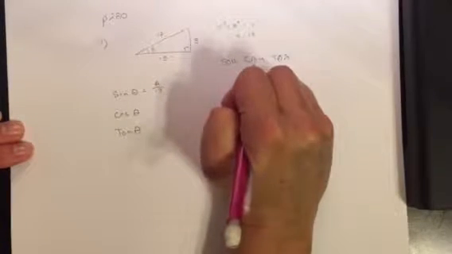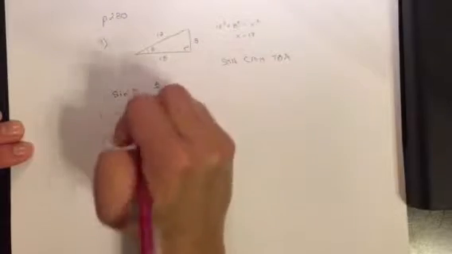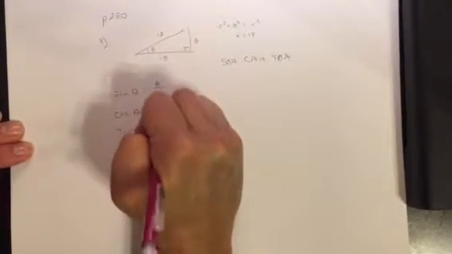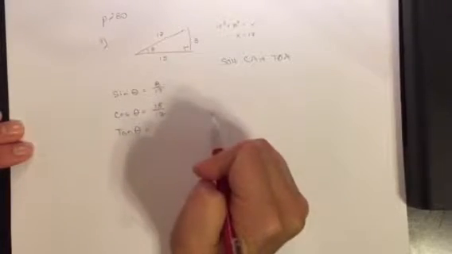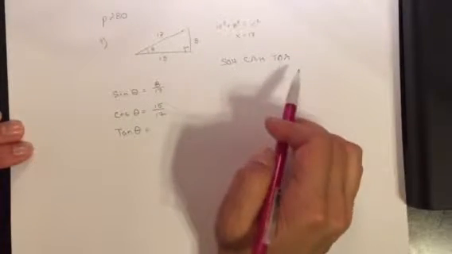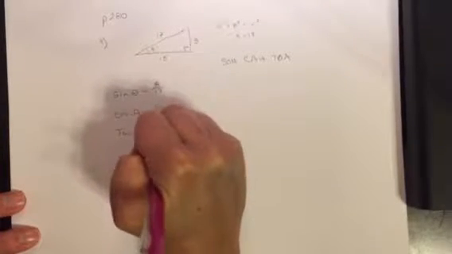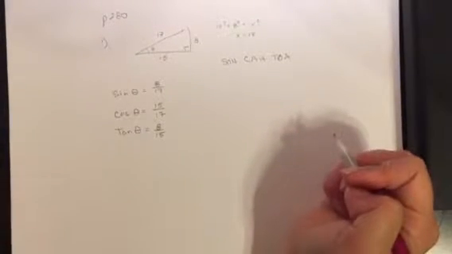Cosine, by definition, is adjacent over hypotenuse. So that's going to be 15 over 17. And tangent, again by definition, is opposite over adjacent. So that's going to be 8 over 15.